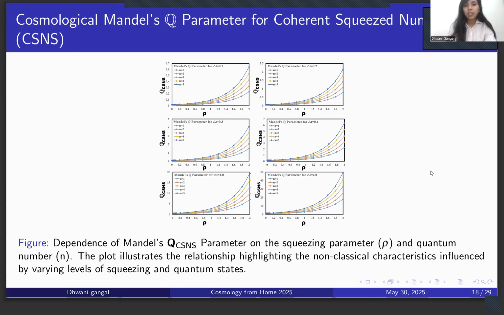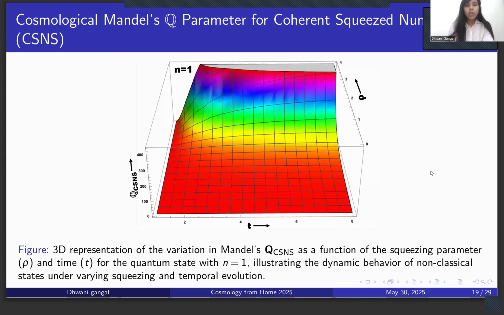In the second, delta t is 0.2, and further we are taking delta t equal to 4 or 5. It will show the dependence of Mandel's Q parameter on the squeezing parameter and the number parameter. We can say that all the values are positive, and it will show an increasing curve. Here is the 3D graph.